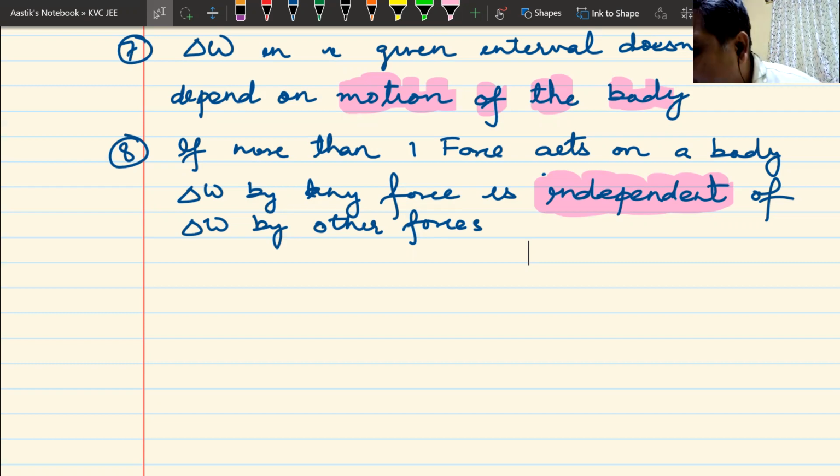Do we understand this? Can I have some raise hand that we understand this? Okay. If more than one force acts on a body, they are independent of each other.